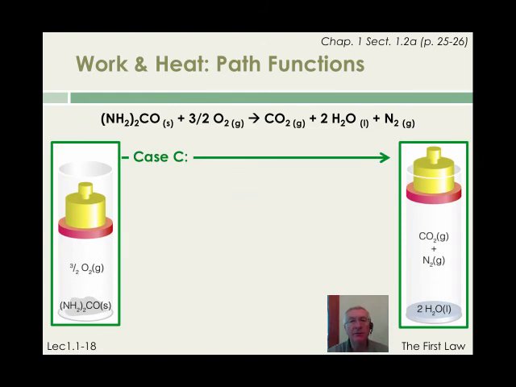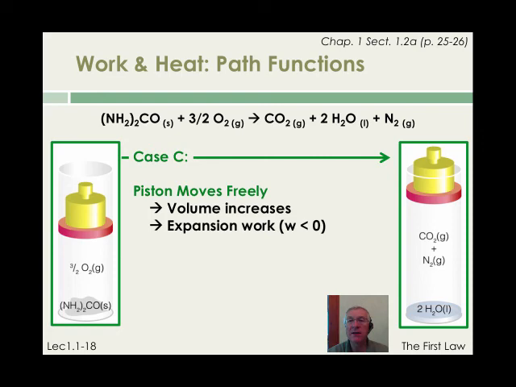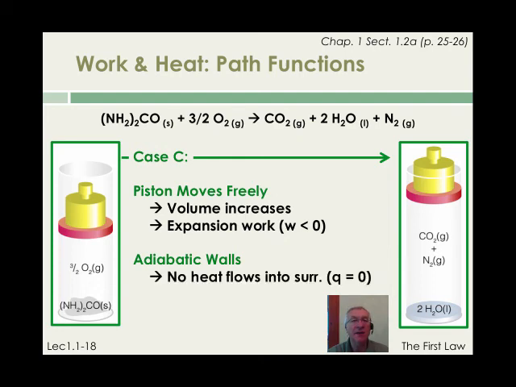In the third example, case C, the piston can move freely during the reaction and the cylinder walls are adiabatic. The fact that the piston is able to move freely implies that the volume of the system can increase in proportion to the increase in the number of moles of gas. Hence, work will be done by the system. The fact that the cylinder walls are adiabatic implies that the heat of reaction cannot escape the system. Hence, the heat of reaction must give rise to an increase in the temperature of the system.